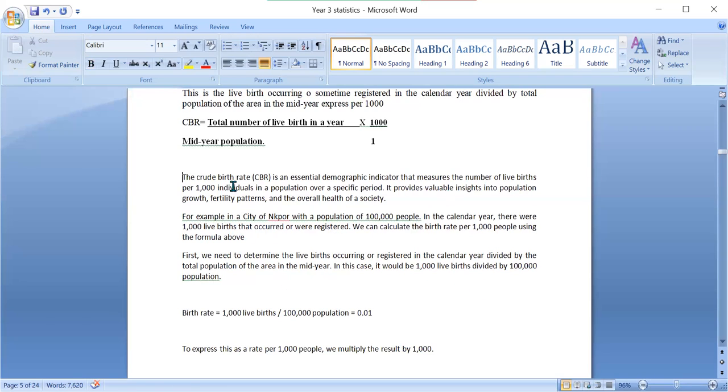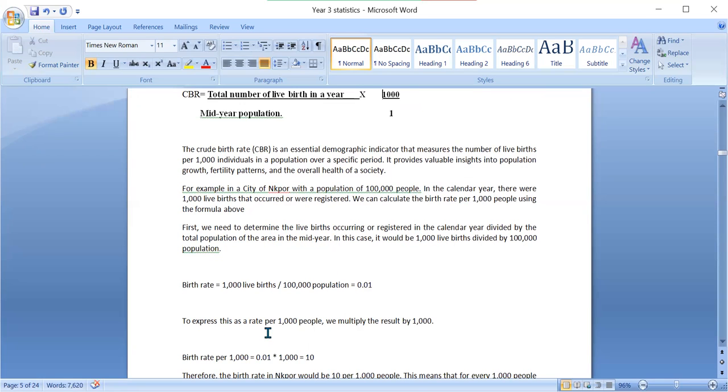Now from our example here, the mid-year population of Mpo was 100,000 people, and in this year, let's say 2023, there were 1,000 live births that were recorded. So the birth rate would be 1,000 live births, that is the total number of live births, divided by the mid-year population, which will now be equal to 0.01.